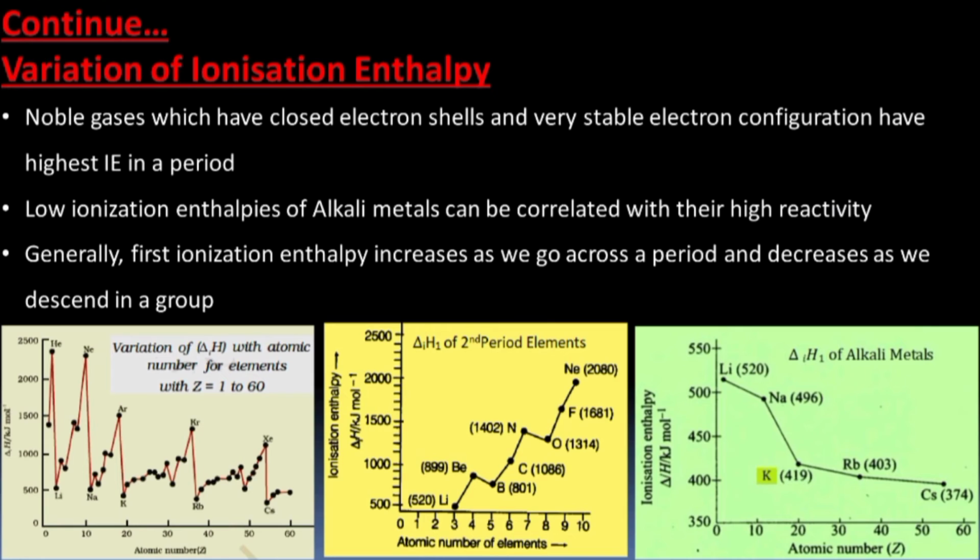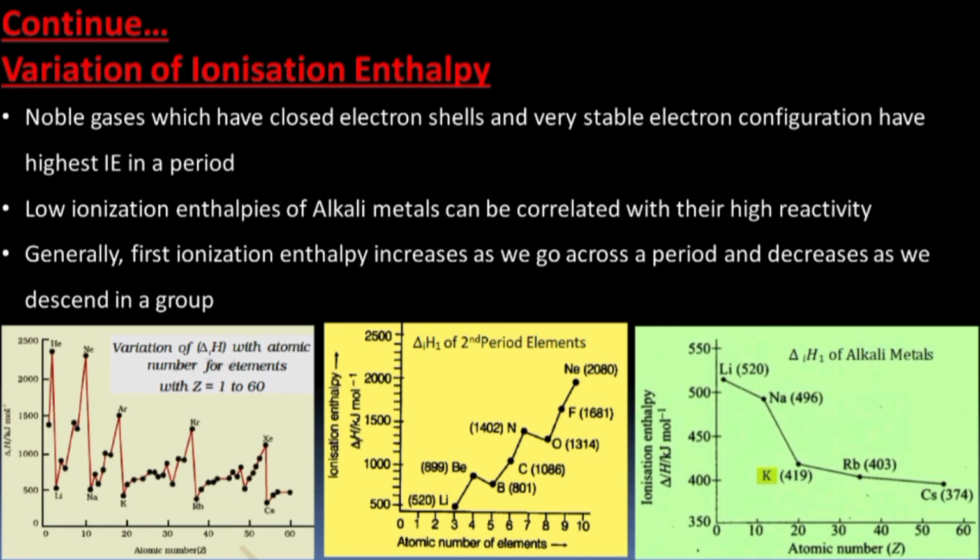Low ionization energy of alkali metals can be correlated with their high reactivity. The alkali metals have only one electron in their outermost shell. Due to this, it is very easy to eject the electron, so their ionization energy is very less. Ionization energy increases as we go left to right in the periodic table and decreases on moving down the group.